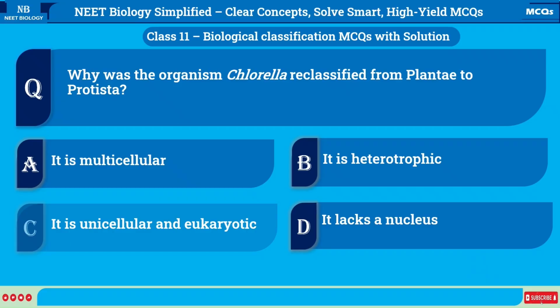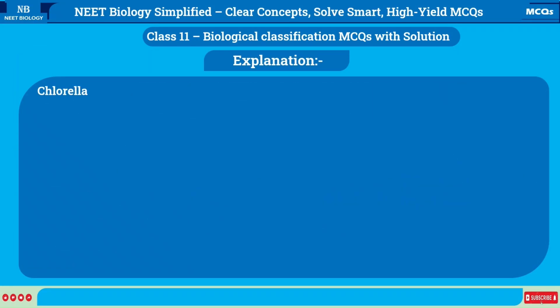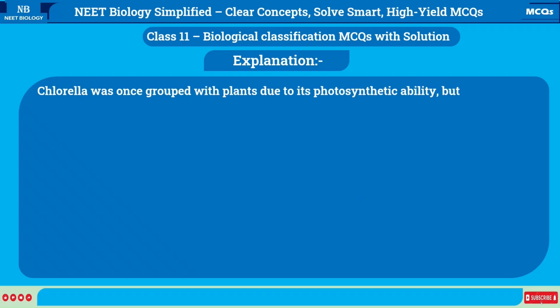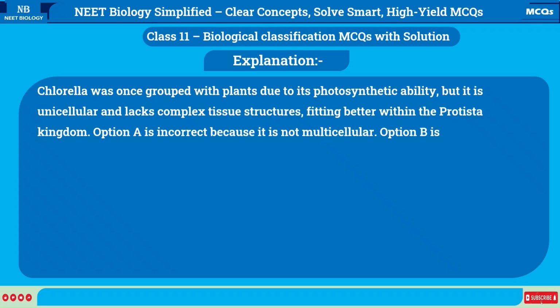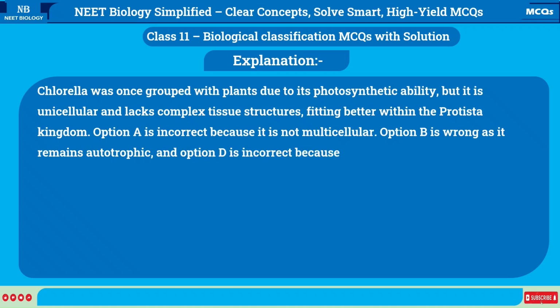Correct answer is C, it is unicellular and eukaryotic. Explanation: Chlorella was once grouped with plants due to its photosynthetic ability, but it is unicellular and lacks complex tissue structures, fitting better within the Protista kingdom. Option A is incorrect because it is not multicellular. Option B is wrong as it remains autotrophic. And option D is incorrect because it does have a nucleus, making it eukaryotic.